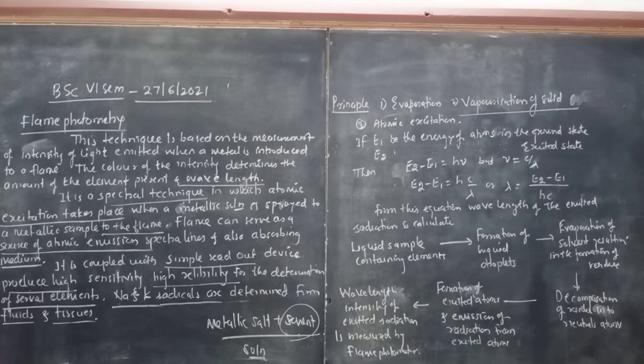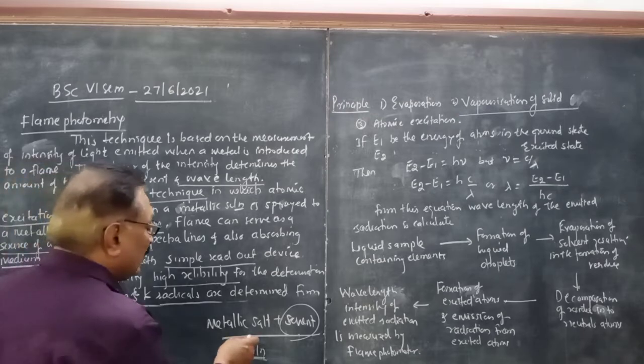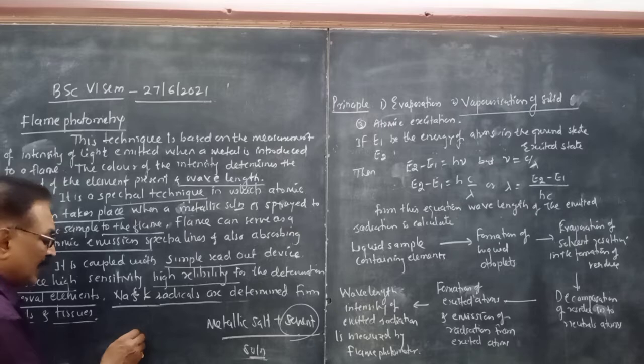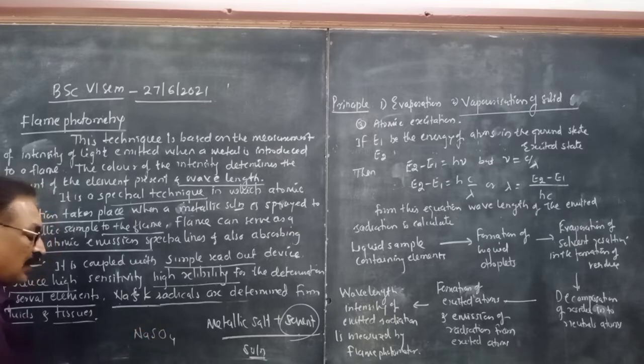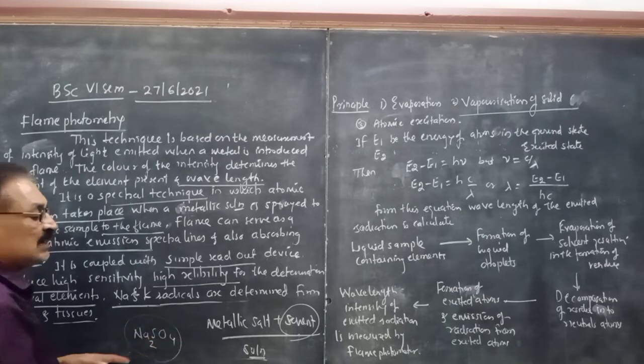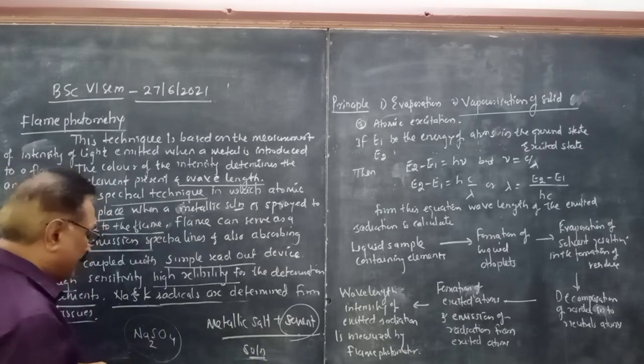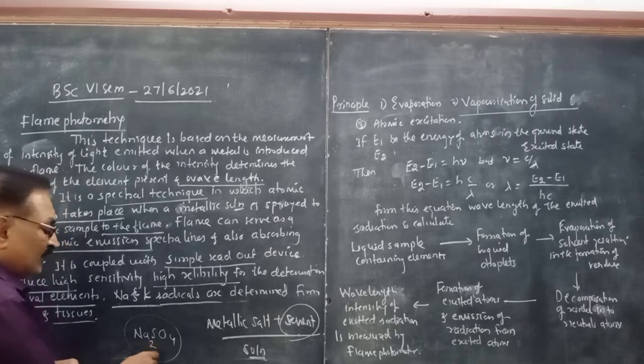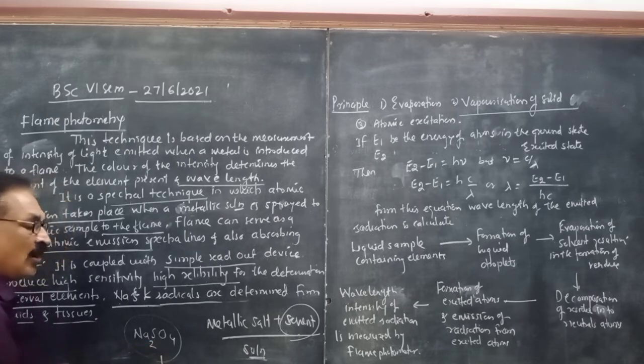That is, they are converted in the form of individual atoms. An individual separation is going to be taking place. You can take an example of, say, sodium sulfate. Here, when the solution of sodium sulfate is subjected to the flame, the residue is left, and on vaporization of this residue, the elements are separated.